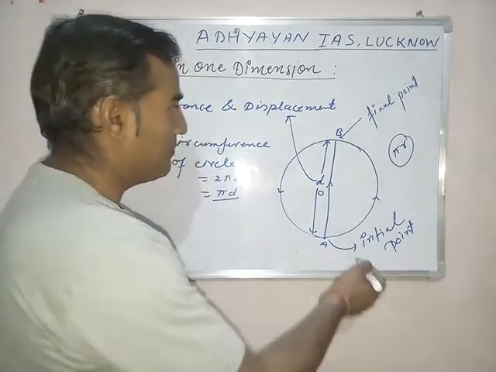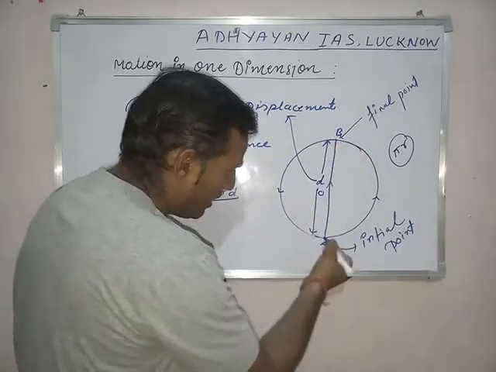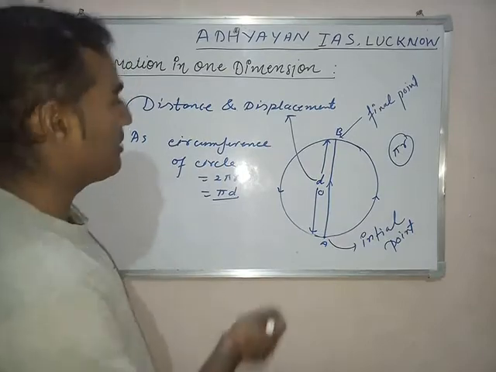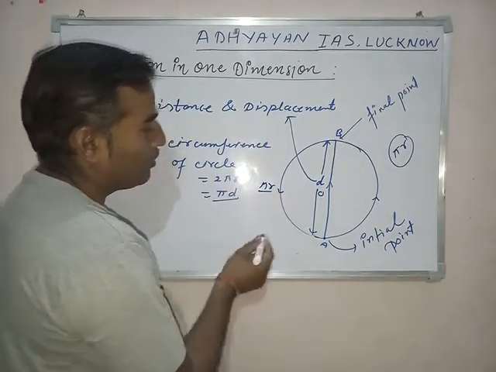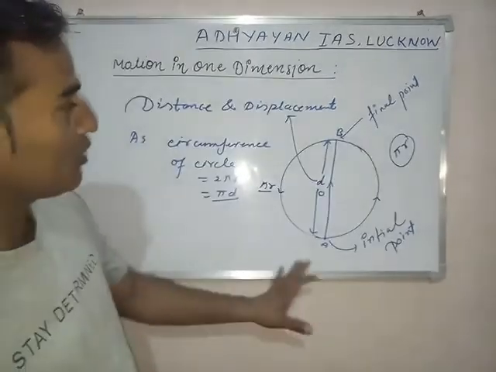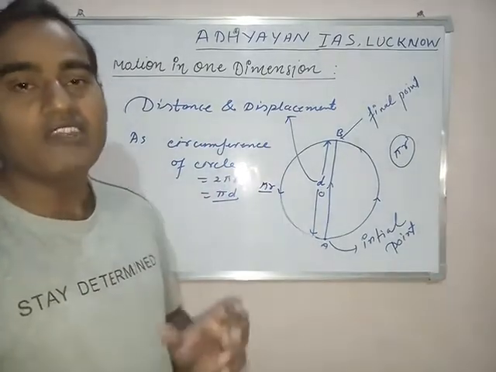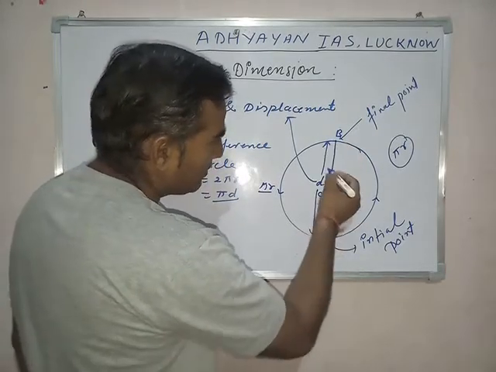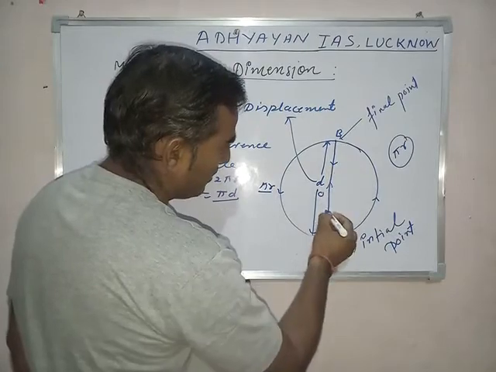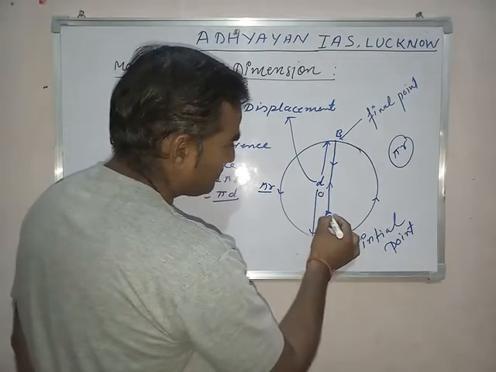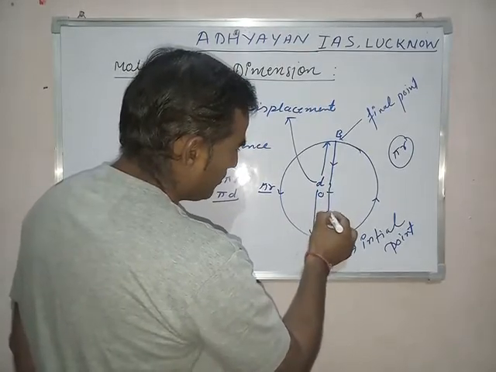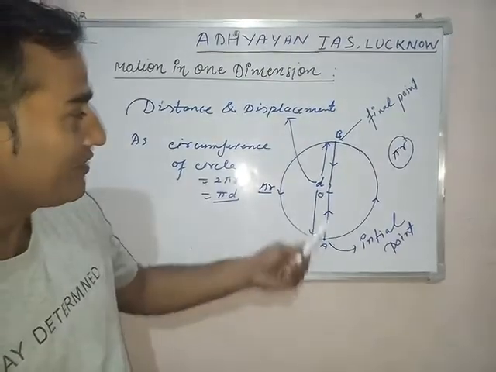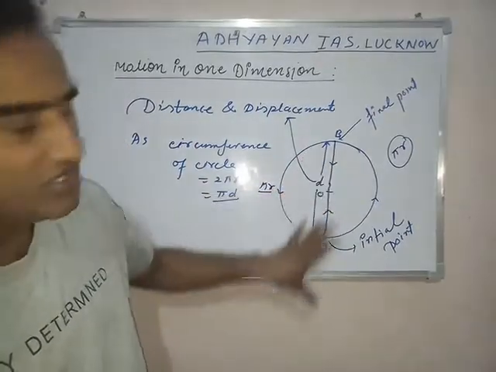When the particle moves from B onward and comes to A, then in this half circle also the particle covers pi r distance. So the total distance covered in one cycle of the circular motion will be 2 pi r, equal to the circumference. And if the particle moves from B and comes to A, then the direction will change. I am showing the direction with an arrow. This is O, the particle goes from A to B in the upward direction and comes down from B to A. So the direction is changed, but the magnitude is the same.